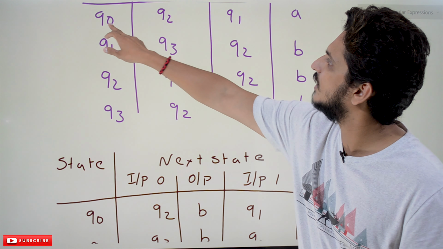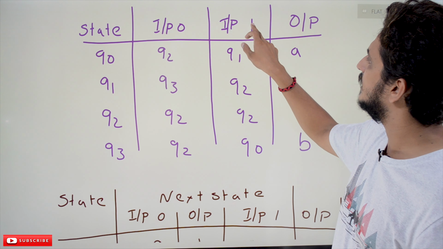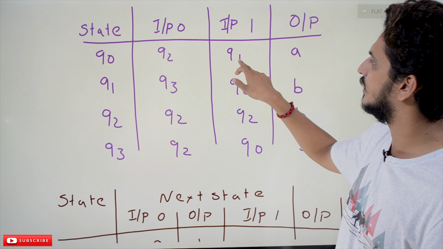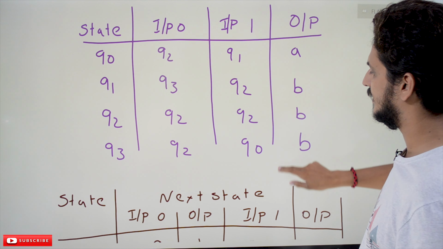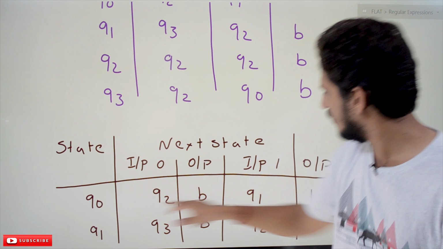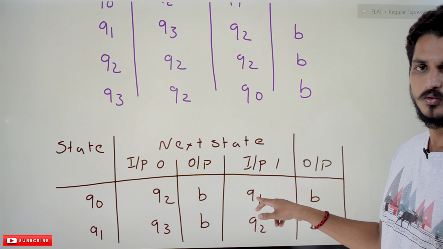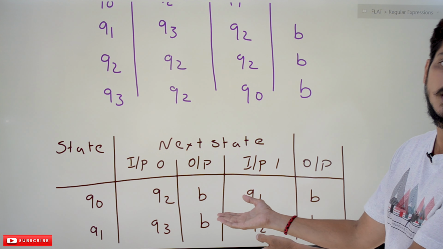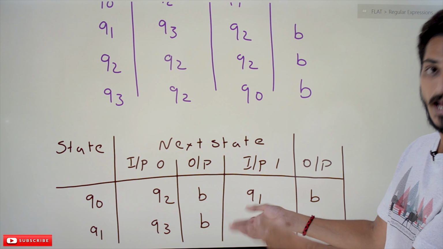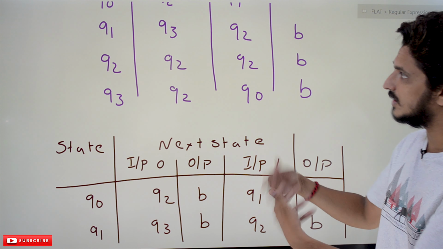Let's take one more. On Q0, if you see the input symbol 1, we are moving to Q1 state. What is Q1 going to display? Q1 is going to display B. So on Q0, if you see the input symbol 1, we are moving to Q1, and the output it is going to display is B. This is the transition table for the Mealy machine. Like that, we have to write for all the transitions.